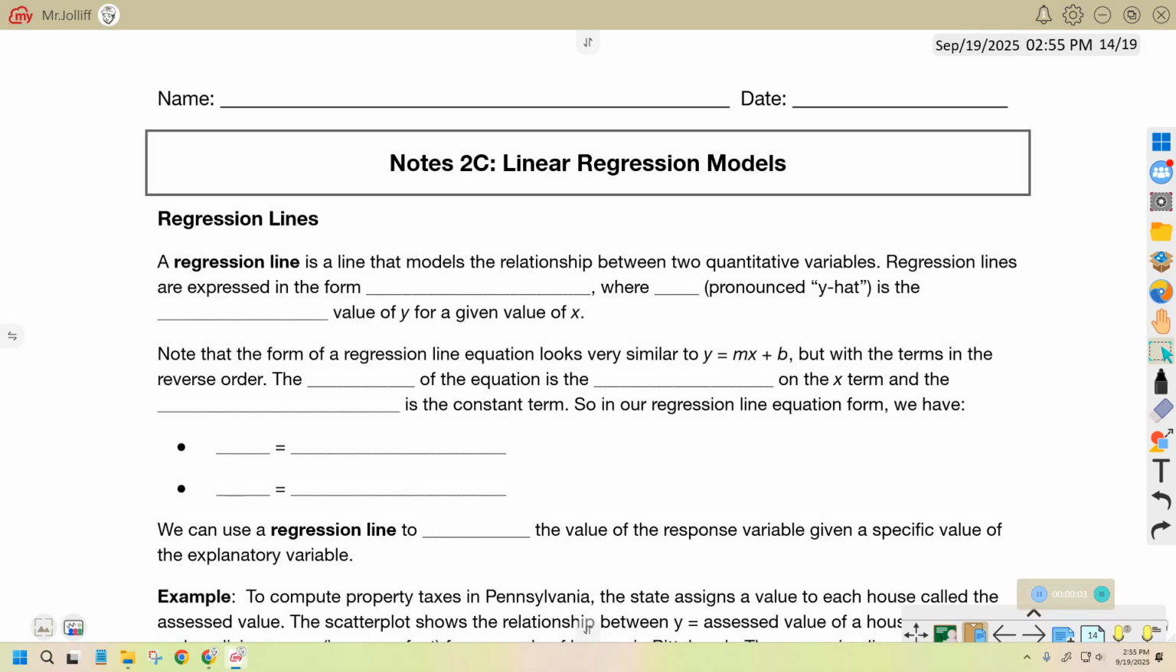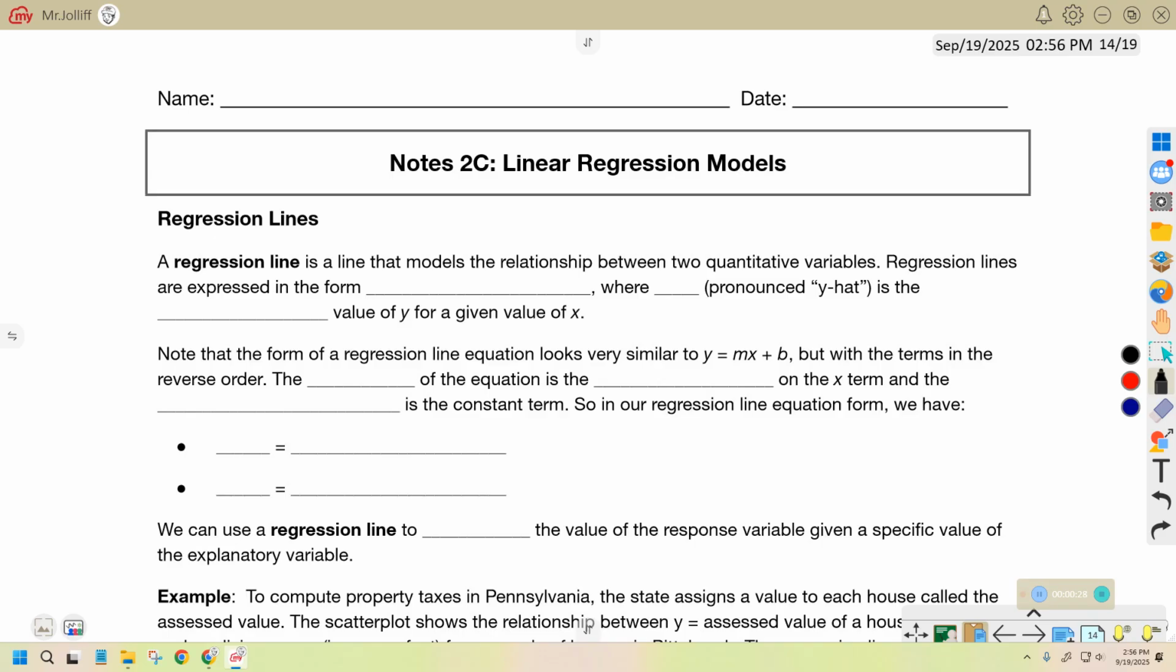Okay. Today we're talking about regression lines. And regression lines model the relationship between two variables. Specifically, two variables that when we plot them on a scatter plot, they look roughly linear. If they don't look linear, why would we be fitting them with a line? We'd fit them with something else.